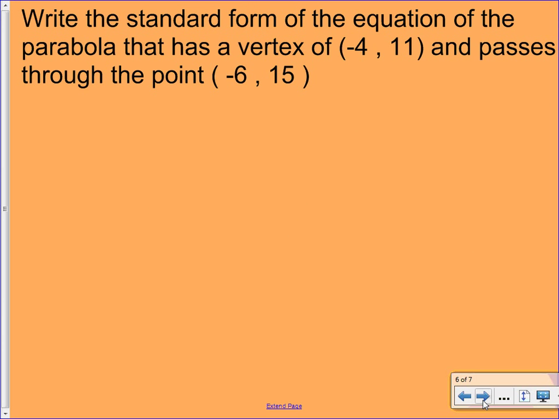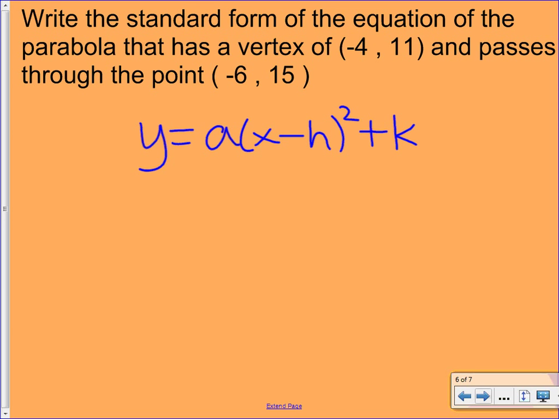One last example. I would like to find the standard form of an equation that has a vertex of (-4, 11) and it goes through the point (-6, 15). Okay, so let's talk about standard form. This is standard form, correct? Okay. What do we know? Can we fill in anything with that standard form?